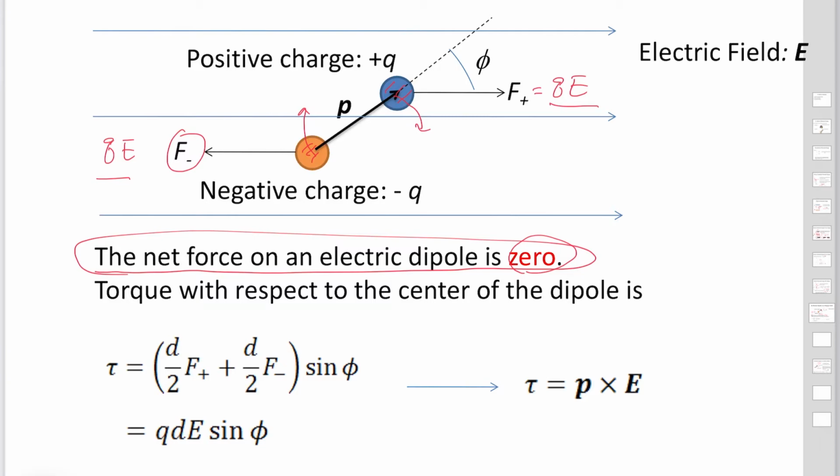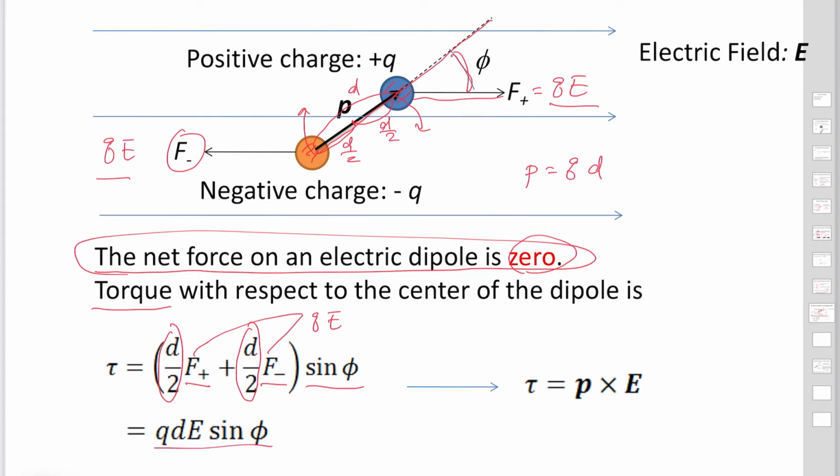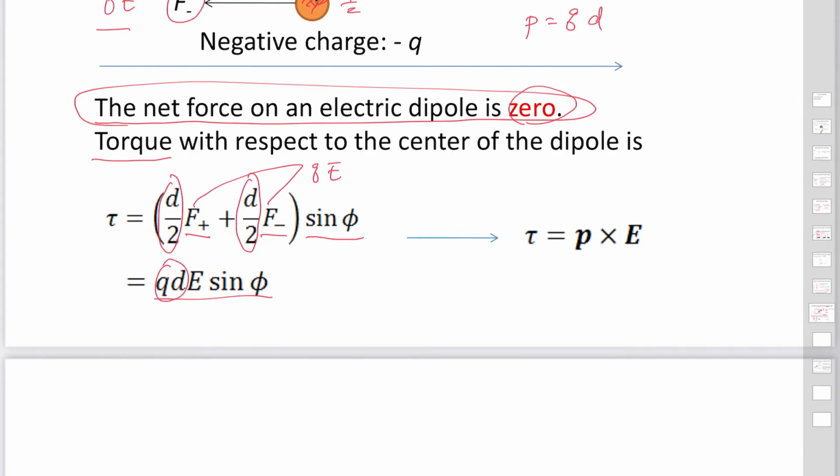So we can calculate the torque acting on the dipole with respect to the center of the dipole. If you consider this is the center, this is d over 2, and this is d over 2, because the length between the two charges is d. So p is actually qd. Then calculate the torque acting on the electric dipole. So d over 2 times the force acting on the positive charge, and d over 2, the length from the center of the electric dipole to the negative charge, times the force acting on the negative charge. You need to multiply by sine phi, where phi is the angle between the direction of p and the direction of E. F sub plus and F sub minus are qE. You substitute, and it becomes qdE sine phi. And qd is p. So it becomes pE sine phi.